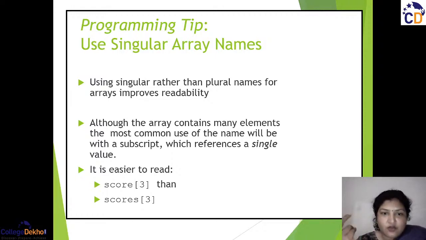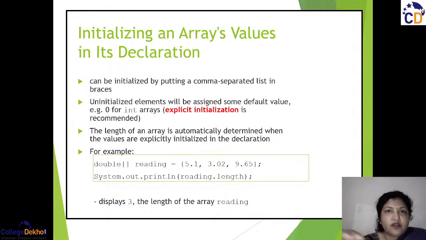Now why to have scores[3]? Score[3] means an array that is holding the elements in the array, but you are pronouncing it as score 3. Then let us see initializing an array's values in its declaration.